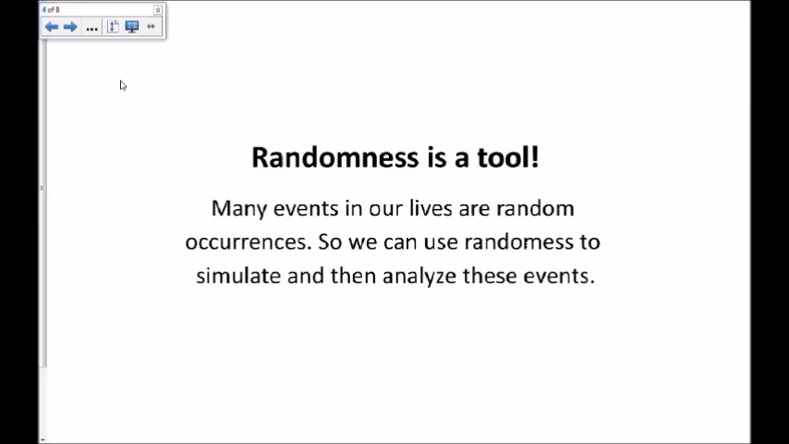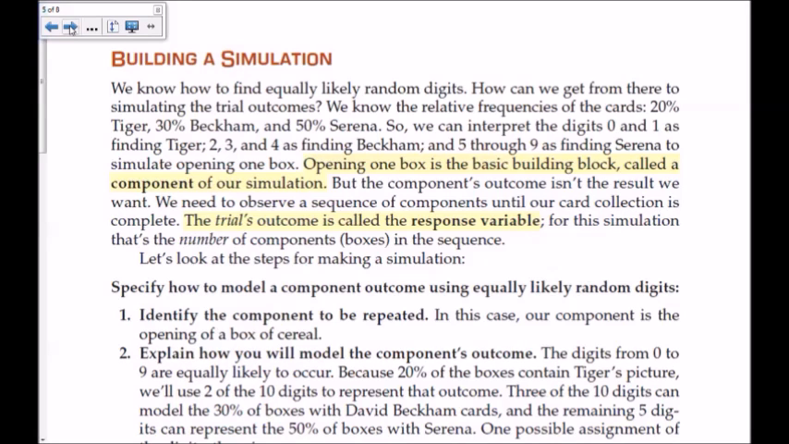Now, we can use randomness as a tool. Many events in our lives are random occurrences, or at least we can think of them as random occurrences, like the time we arrive at a stoplight, or the time we enter a store, or the number of text messages we receive. We can think of those as random occurrences, and then we can use randomness to simulate and then analyze these events.